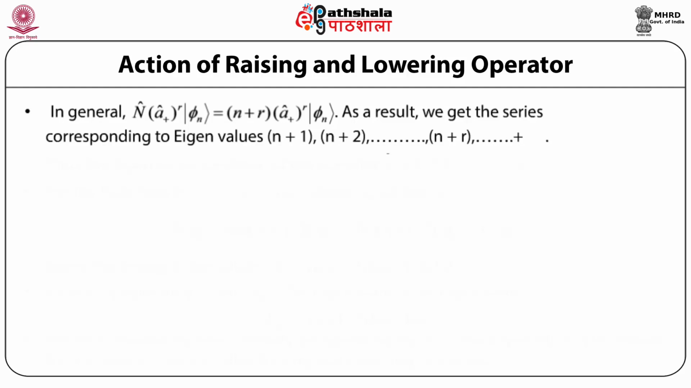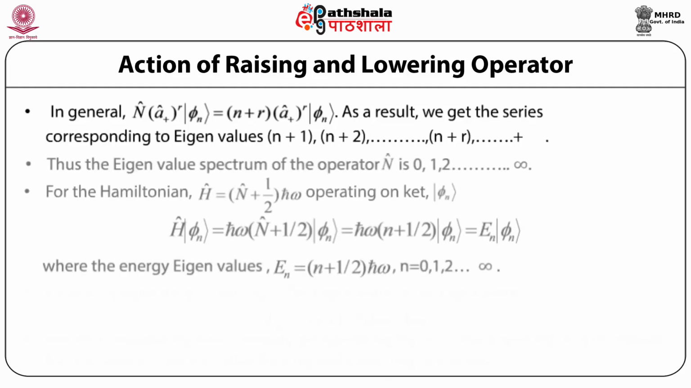As a result, we get the series corresponding to the eigenvalues n plus 1, n plus 2, and so on, n plus r, and further continues, where the eigenvalue n plus r corresponds to the number operator acting on the raising operator which acts r times on the eigenvector phi n. Thus, the eigenvalue spectrum of the operator n, that is the number operator, ranges from 0, 1, 2, and so on till infinity.